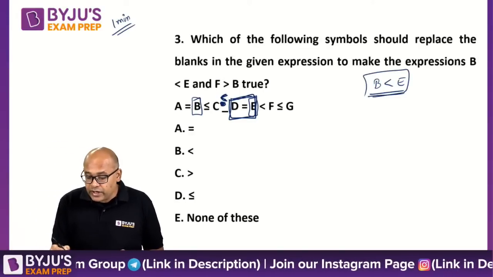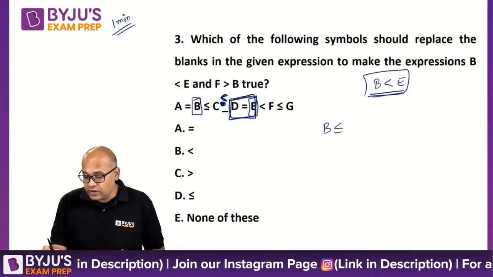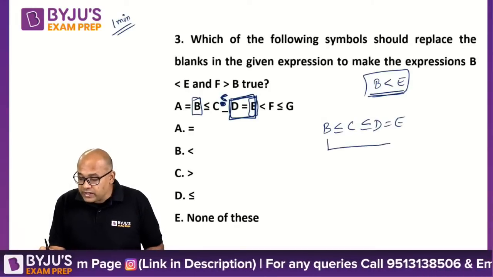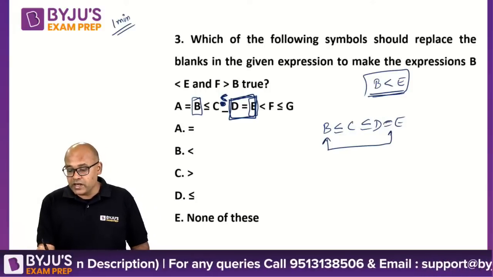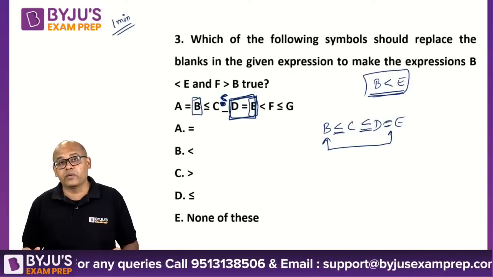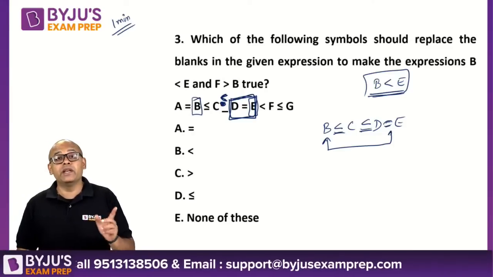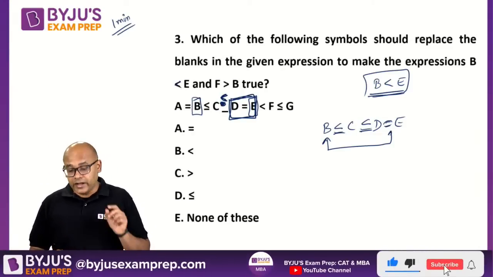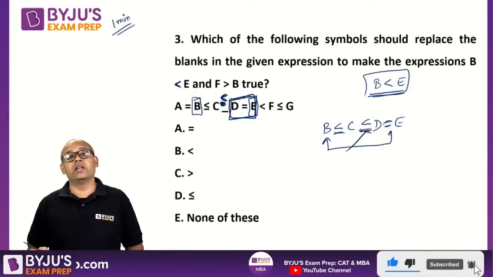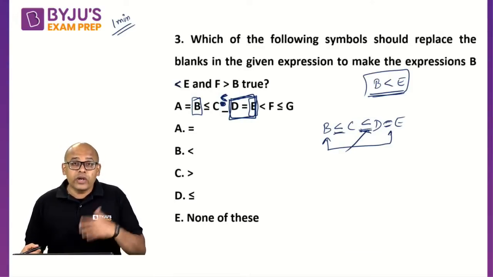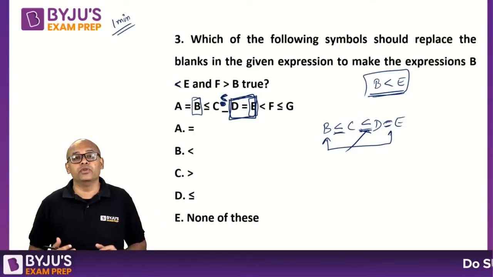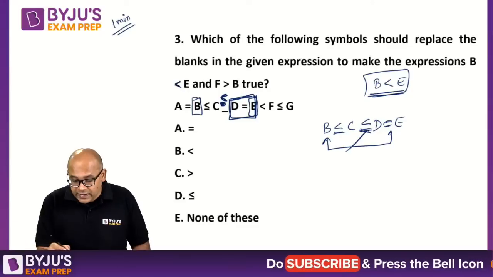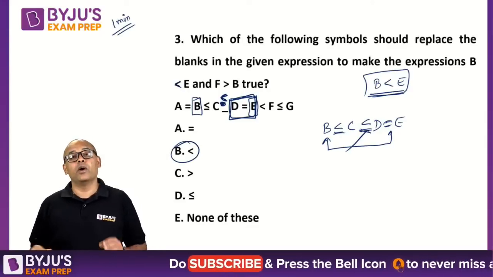If I put less than or equal to, like this, B less than or equal to C, less than or equal to D, equal to E, then there is a possibility that B and E can be equal, because you can see equal to, all of them can be equal. In such a case, B will be equal to E, but we don't want that. We want strictly less than. That is only possible if you cut down the equal to sign in between. So if there is no equal to sign, then the equality cannot continue. If it cannot continue, then strictly one of them is greater than the other. So that is the reason why option B is correct.